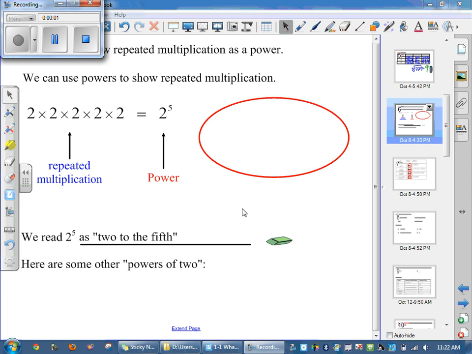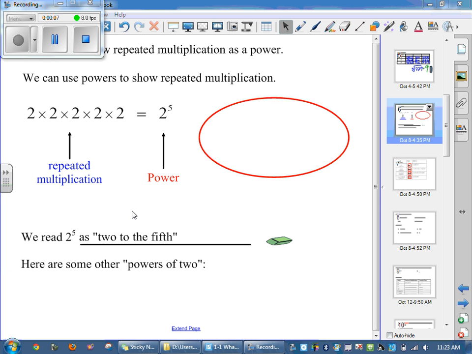Now we're recording. We can use powers to show repeated multiplication. The exponent, this number 5, has a job. Its job is telling you how many times to write the base. So it's saying you need 5 bases of the number 2. You need 5 2s. That is called your repeated multiplication.